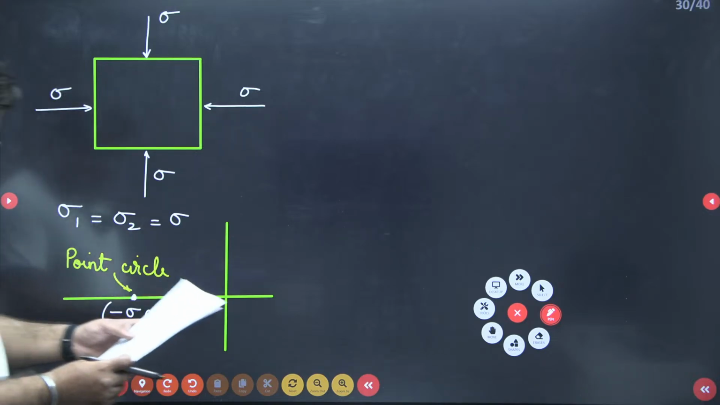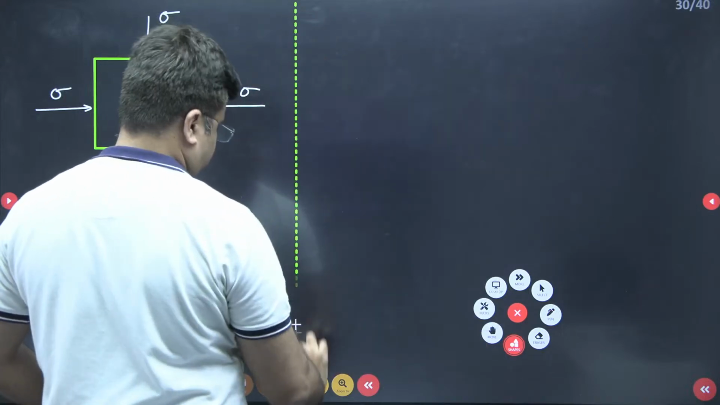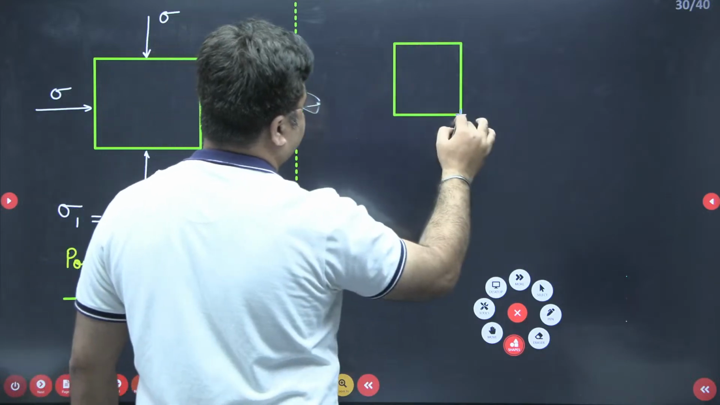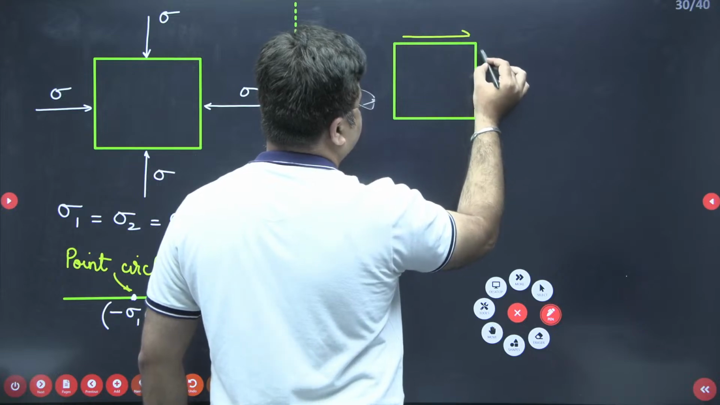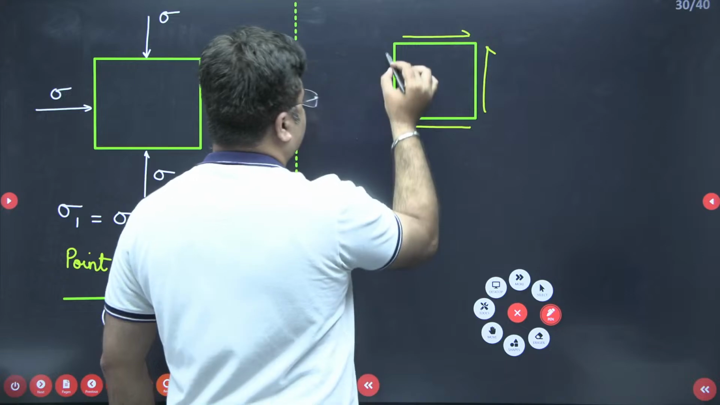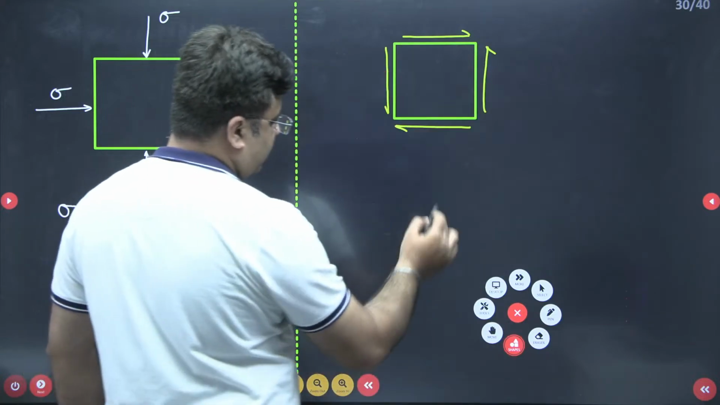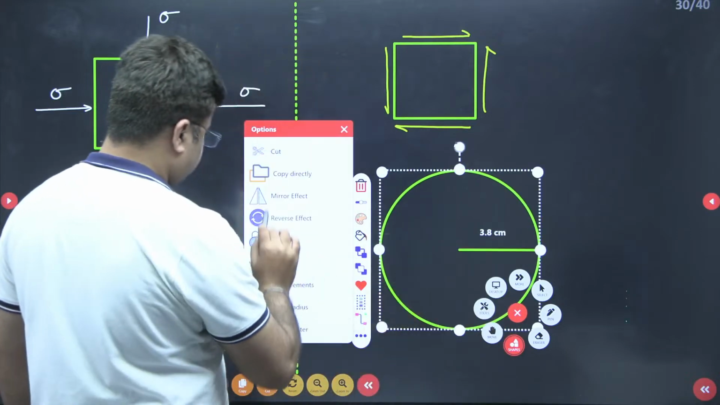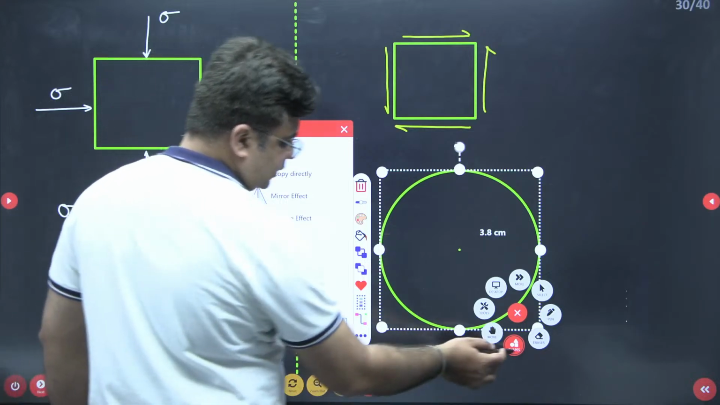Okay, next, last you have a pure shear condition. For pure shear, this is your state of pure shear. Shear stress is acting like this. For this state of pure shear, the Mohr circle that we will get has its center at the origin and the radius will be equal to the value of shear stress.